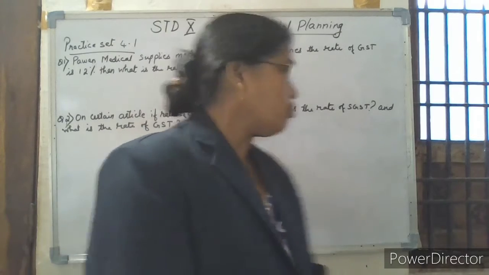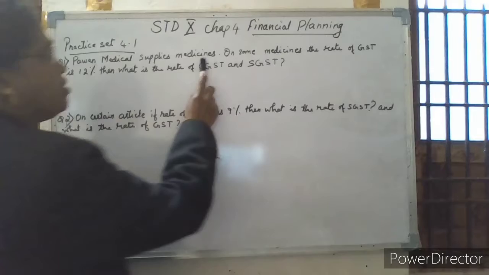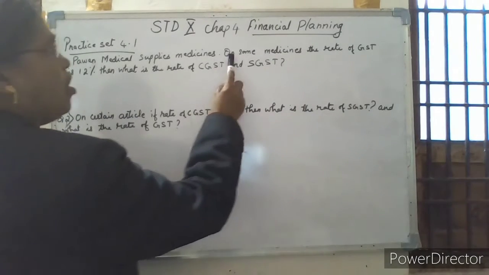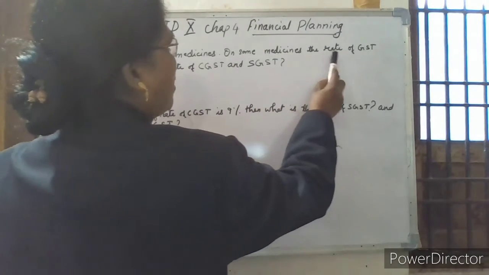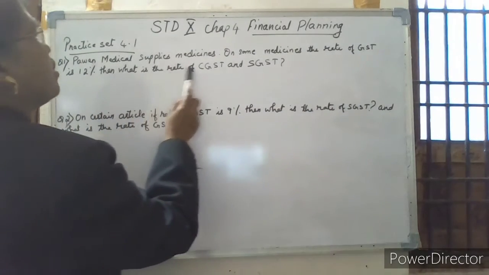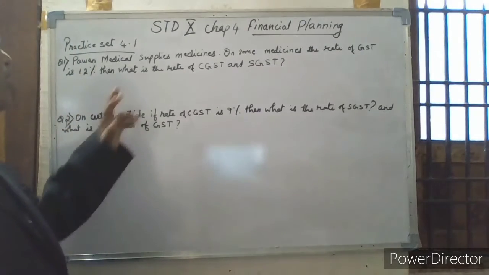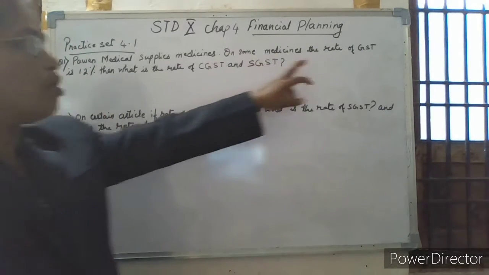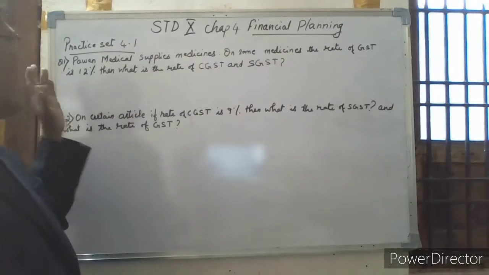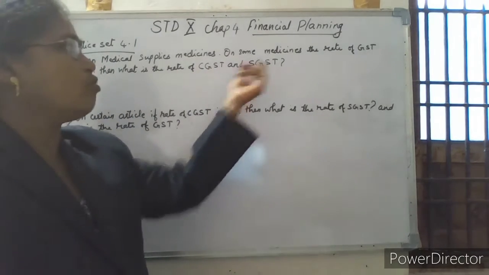The first question is, Pawan medical supplies, medicines. On some medicines the rate of GST is 12%. Then what is the rate of CGST and SGST? As I have told you in the theory class, whatever the rate of GST is, 50% goes to CGST and 50% goes to SGST.